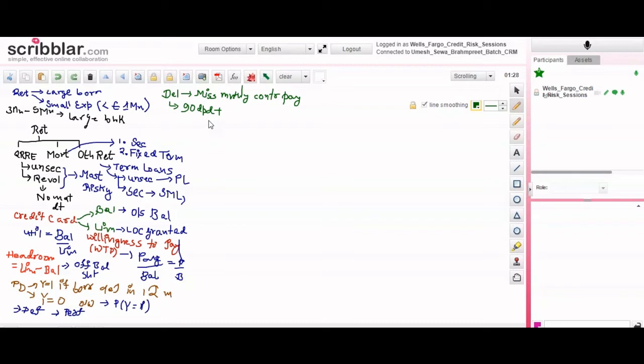So for retail portfolios, if a borrower is 90 days or more past due in the next 12 months, that's the performance period that we generally look into. How is the performance period defined? It is the time period over which the performance of an account is monitored before deciding whether he would be a defaulter or not. The bad definition here is 90 days past due. This is what we call our default definition, or as we call it, the Basel default definition.